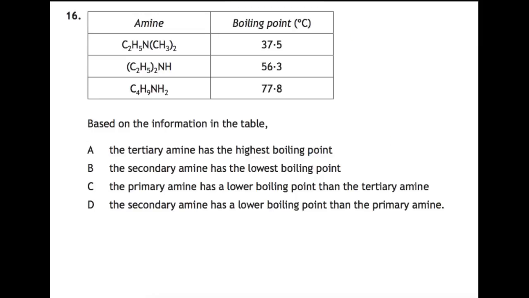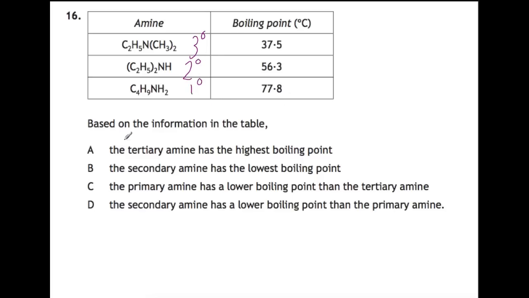Question 16. We've got some information in the table about some amines and their boiling points. And then based on the information in the table, you need to identify which of the statements is true. Now all of the statements talk about primary, secondary and tertiary. So your first thing to do would be to identify which of these is primary, secondary and tertiary. Primary amines will only have 1 carbon group attached to them. Secondary amines will have 2 carbon groups attached to the nitrogen, and tertiary will have 3. So the first one in the table is tertiary, the second one is secondary, and the last one is primary.